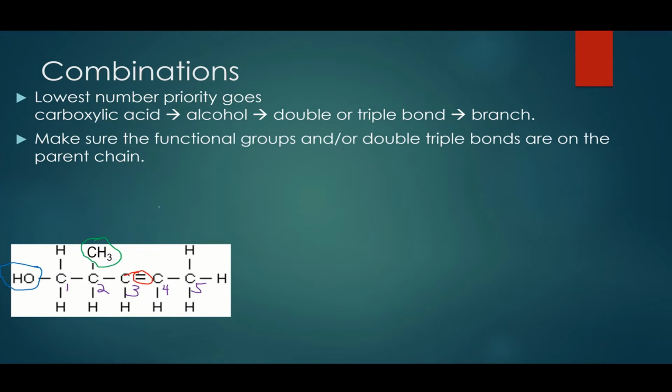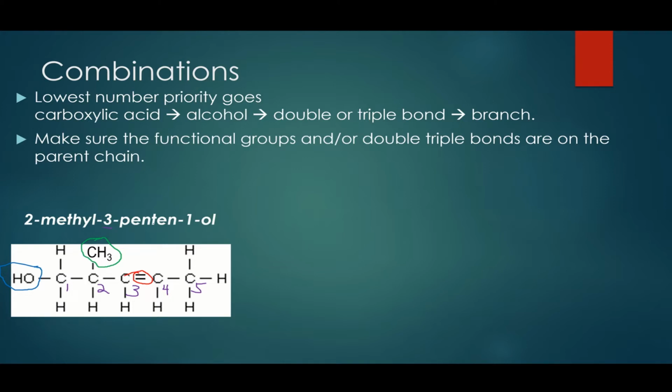Our parent chain will be a pent. Now notice again that we have a double bond, so it's not a pentane, it's a pentene. And when we name it, we make sure we put that branch out in front as well. The branch is on the second carbon, the ene is on the third carbon. So we call this 2-methyl. Again, the methyl group is on the second carbon.